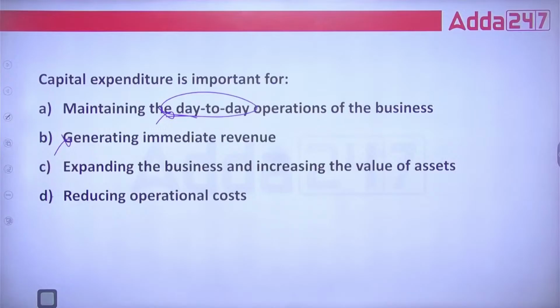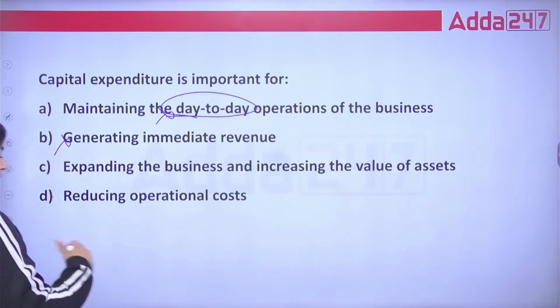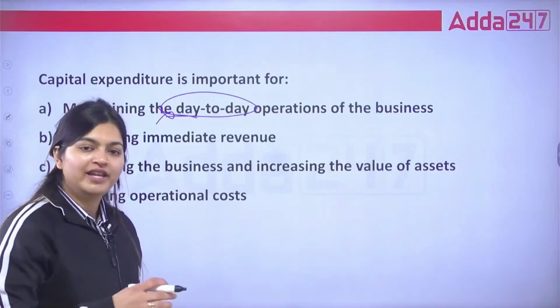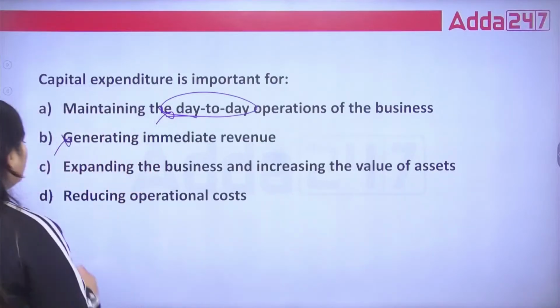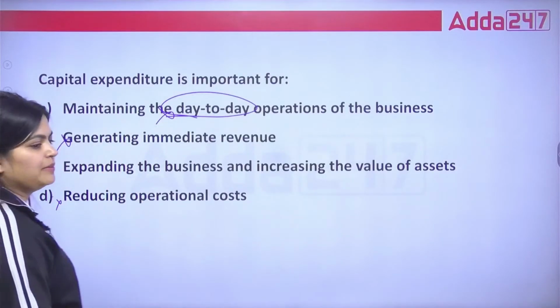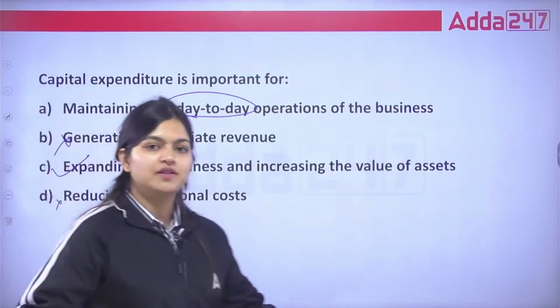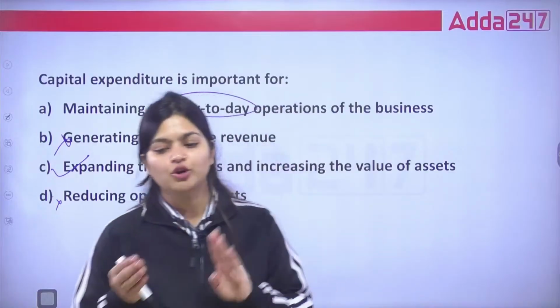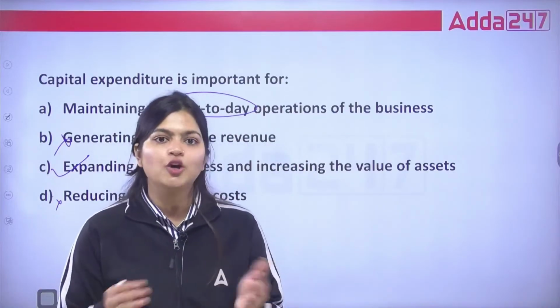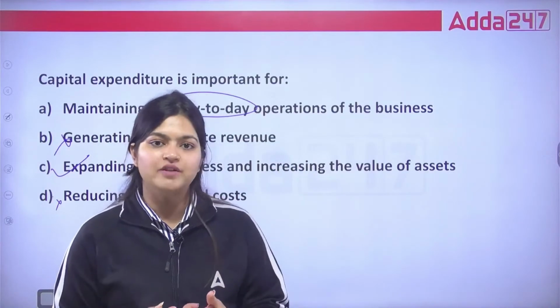What do you think? For the expenditure of business, increasing the value of your asset or reducing the operational cost? See, when you are adding one more machine, that will not reduce it. We are not talking about any reduction, but we are talking about expanding the business. Earlier, one machine, now two machines. So this will increase the cost also. The cost of operation will increase.